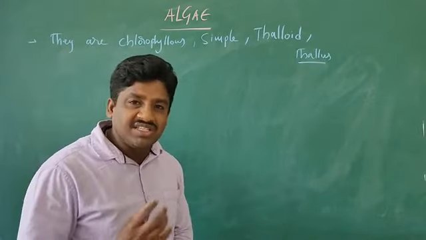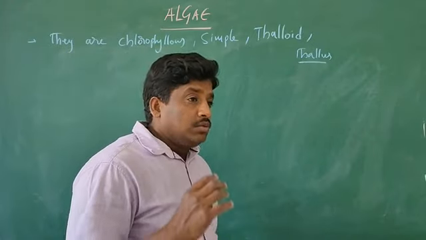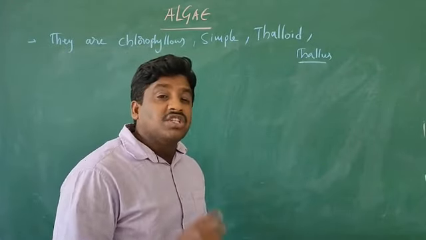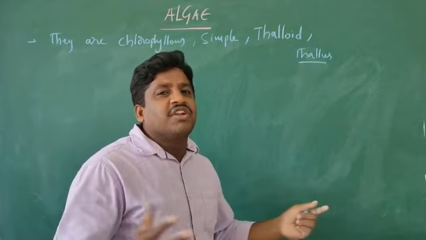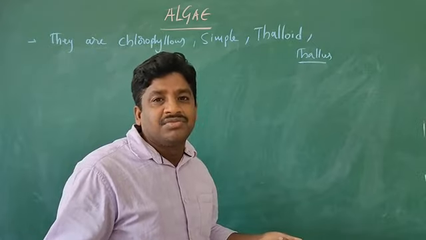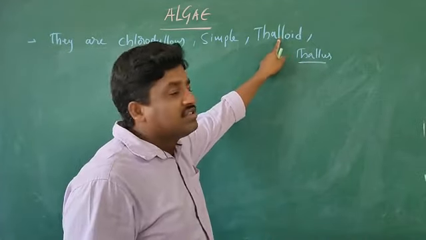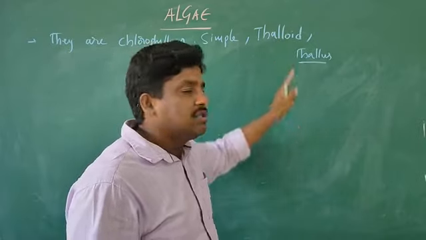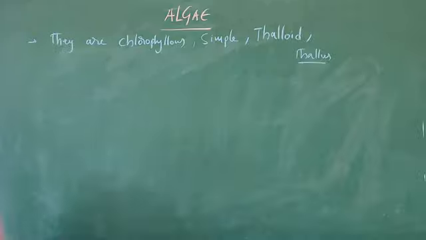Thallus means those organisms which are not differentiated into root, stem, or leaf. That's why such a plant body is called thallus, or simply thalloid. Thalloid and thallus are both the same.